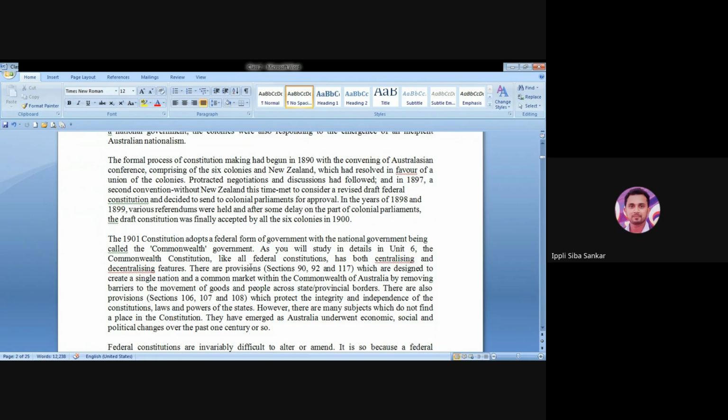Okay, the formal process of how to start a national government. The formal process began in the 1890s. Protracted negotiation and discussion followed, and in 1897 a second convention, without New Zealand, considered the revised draft federal constitution. If you remember, try this: these years, 1890s, 1897, what happened, 1898, 1899, and finally 1900.